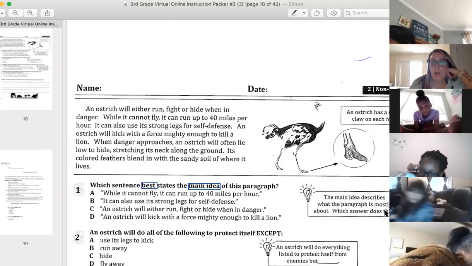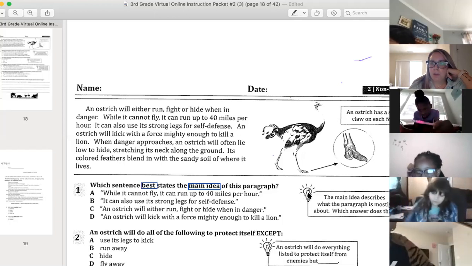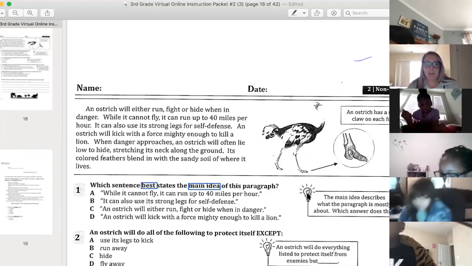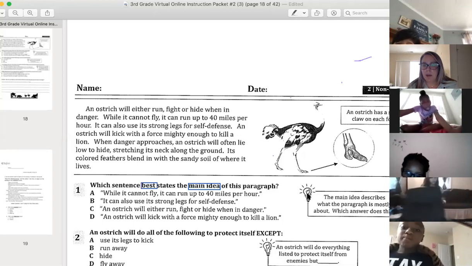Okay, now look at what it's telling us right here in this little light bulb. That's like one of your little hints to help you identify what the main idea is. Okay, so the main idea describes what the paragraph is mostly about.